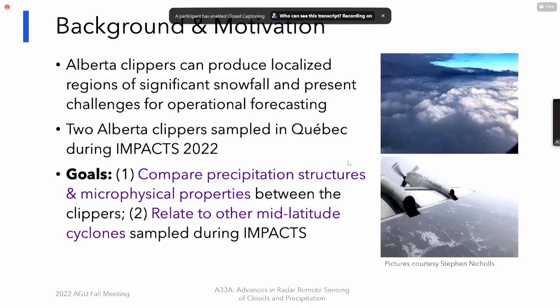Alberta Clippers can produce localized regions of significant snowfall on the ground, despite the fact that they may be fast movers. This can present challenges for operational forecasting. But understanding the microphysical processes within these systems is instrumental to improving our numerical modeling and our remote sensing retrievals. So the goals for this talk are to compare the precipitation structures and microphysical properties between these clippers, and to relate them back to how they are different or similar to some of the other mid-latitude winter cyclones that we've sampled during IMPACTS 2020 and 2022.